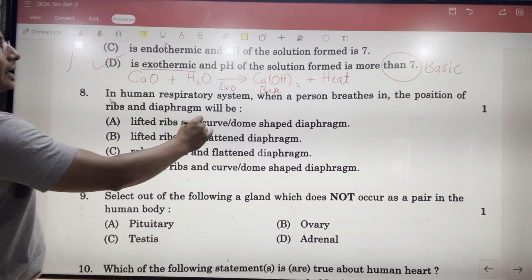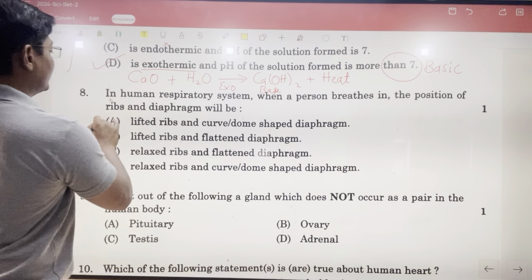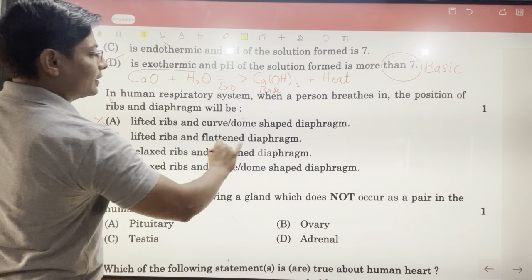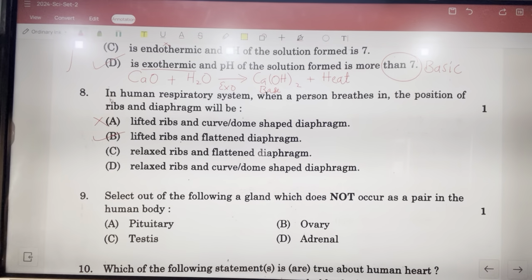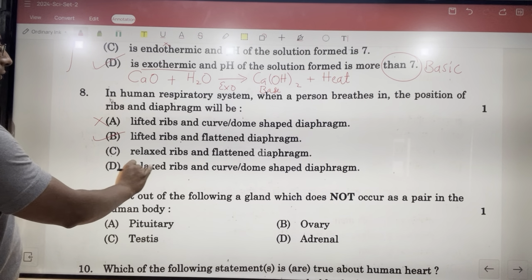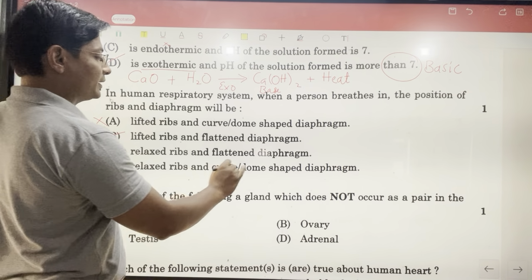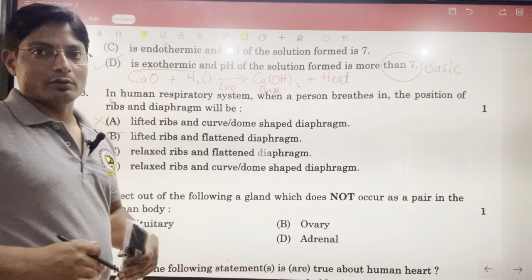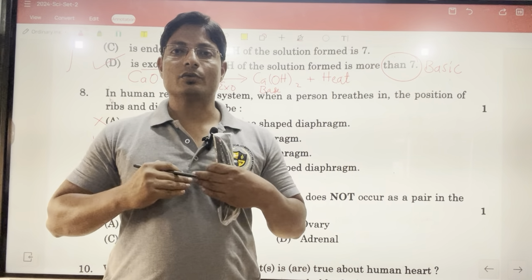So lifted ribs and curved dome shape, it is not correct. Then lifted ribs and flattened diaphragm, this would be the correct option. Relaxed ribs and curved dome would be the case of exhaling, because the curved dome means what? It will push the air outside, exhaling.